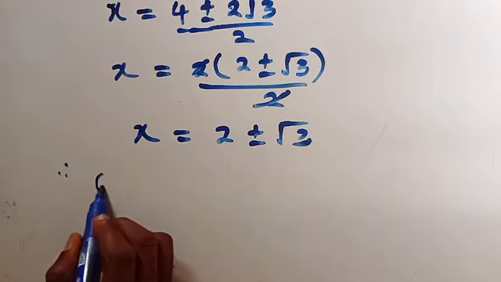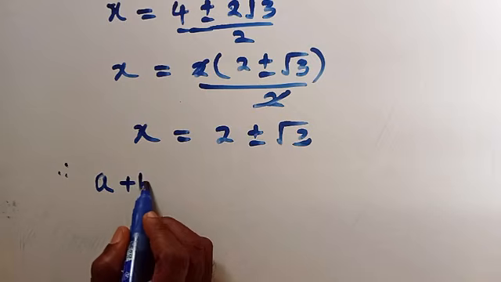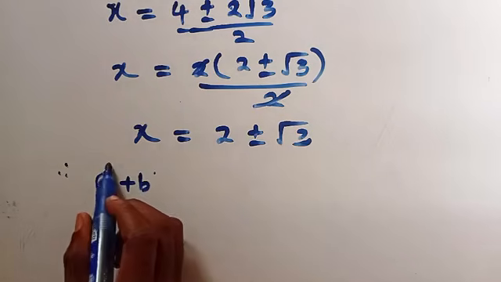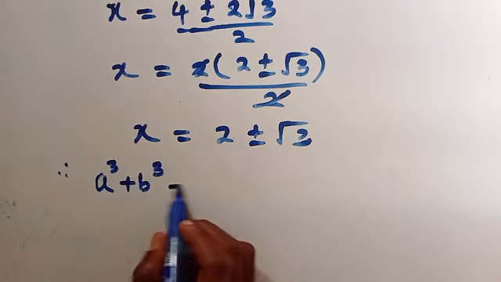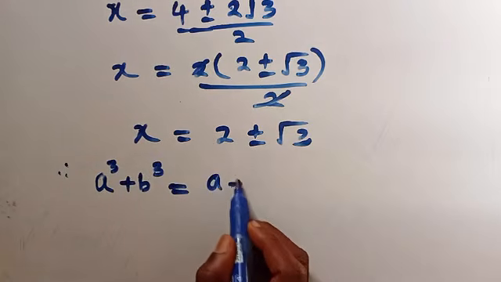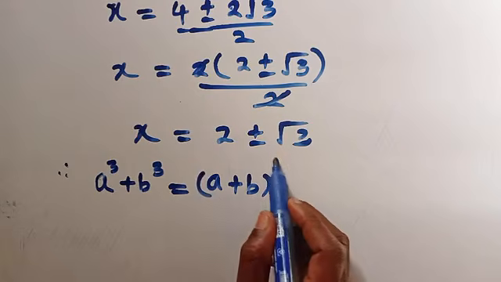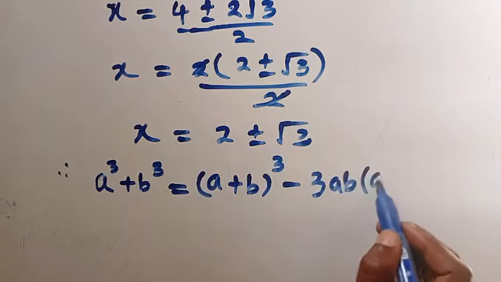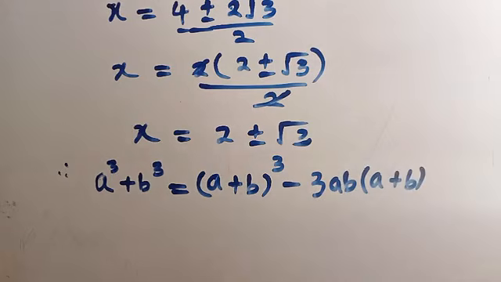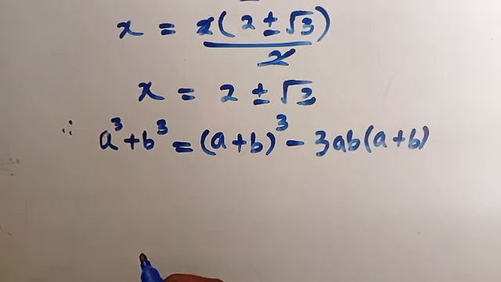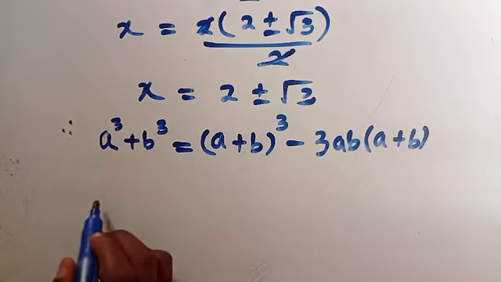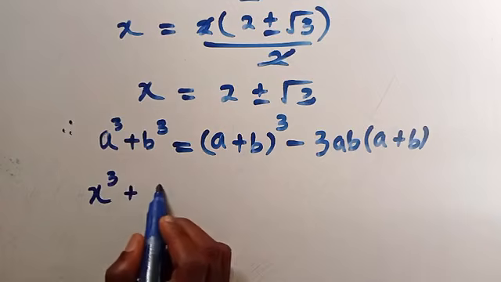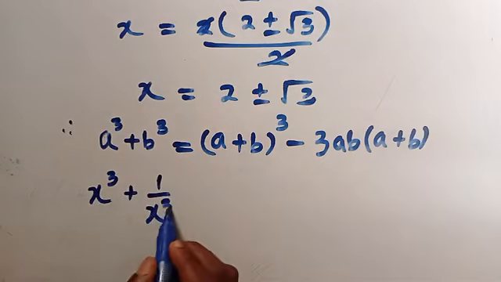Let's say we have a plus b. If I let this be raised to power of 3, a plus b raised to power 3, this gives us a cubed plus b cubed equals a plus b raised to power 3 minus 3ab into bracket of a plus b. How does this formula relate to this? Yes, it's very important because what we are given on the other side is x raised to power 3 plus 1 over x raised to power of 3.